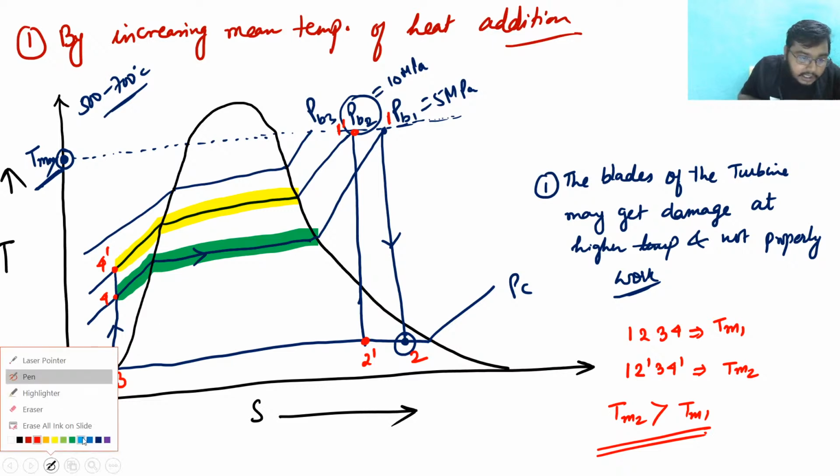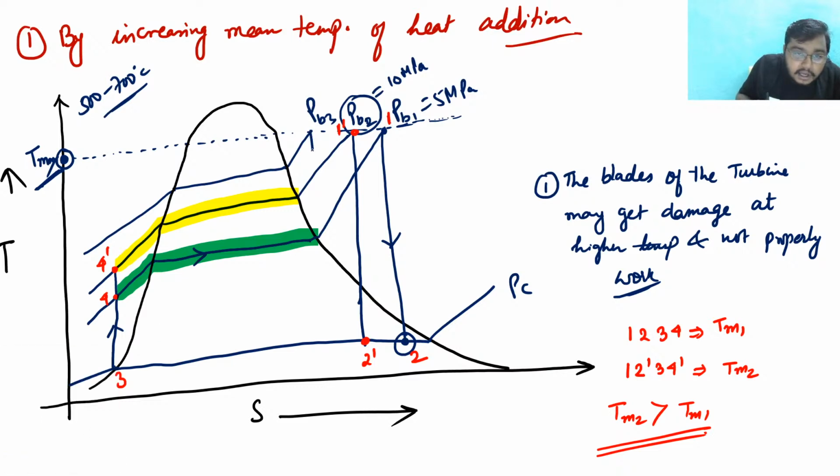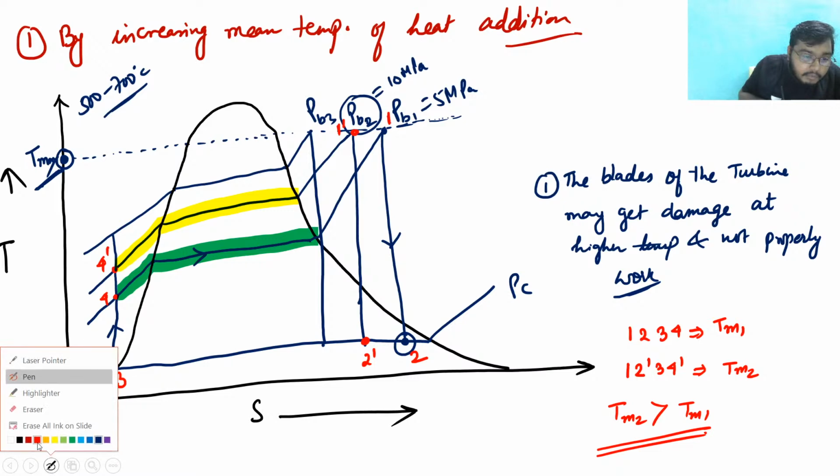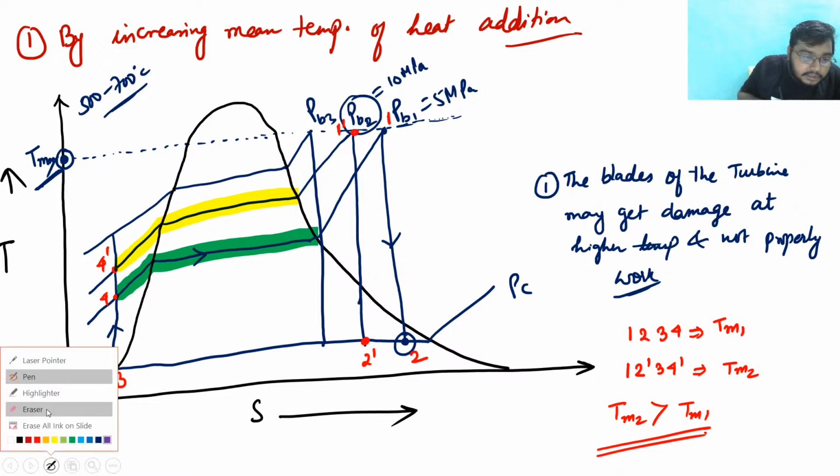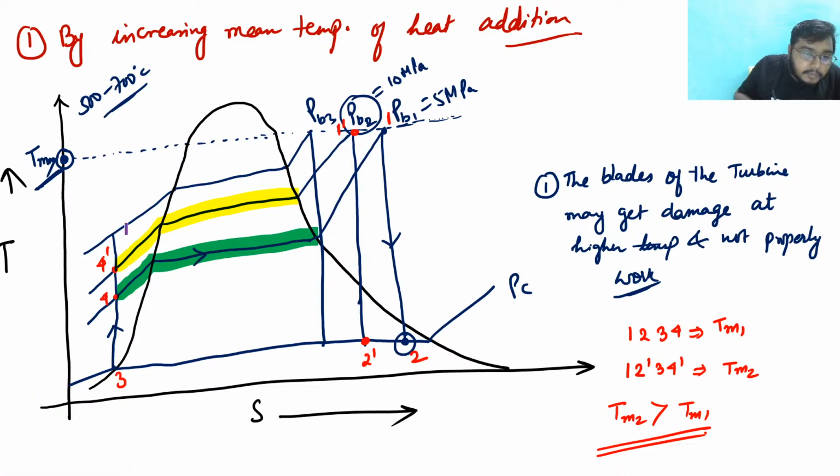Now again suppose I have increased this pressure, again I am getting this kind of thing. So again I will have a higher mean temperature of heat addition. Suppose this is the mean temperature of heat addition, this is more.